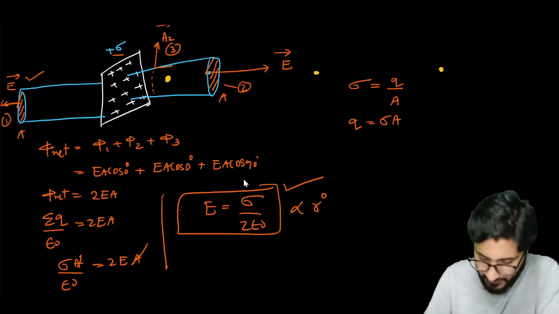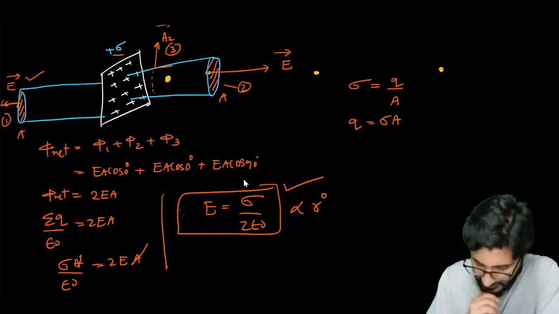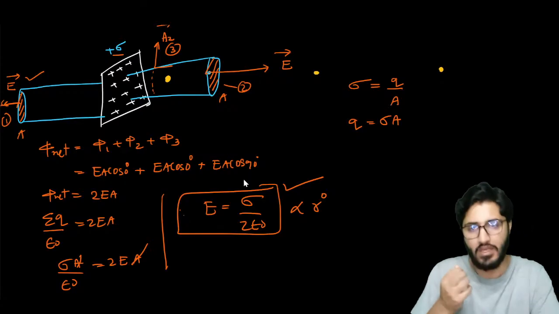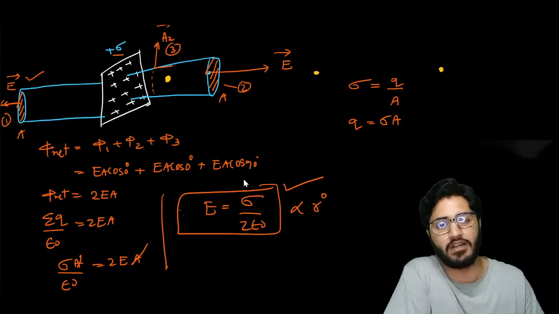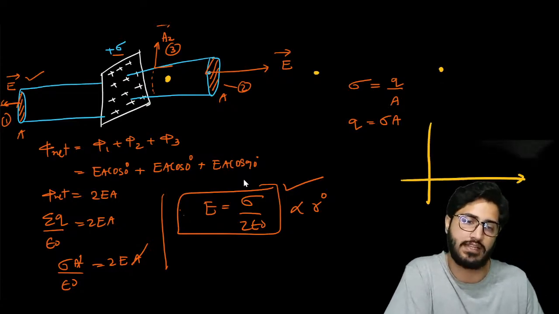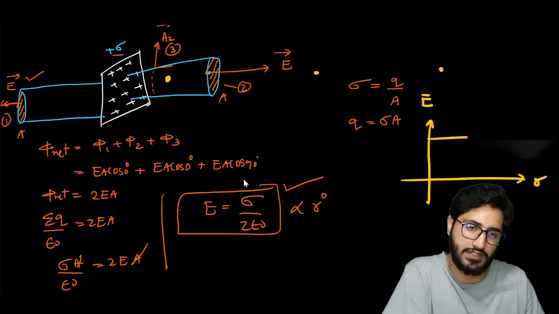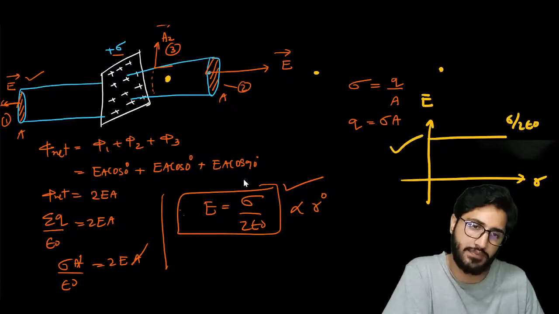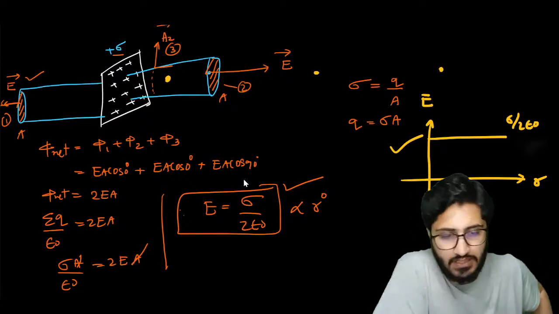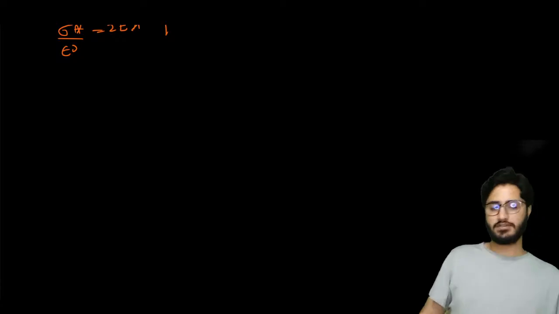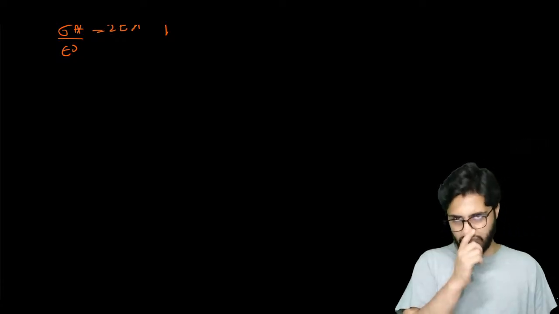Easy or super easy? Super easy? Okay. If you need to make a graph of it, look, the graph will look like this: R and electric field. The graph will be constant, sigma by 2 epsilon naught. Done, no? Okay, let us do some numericals.